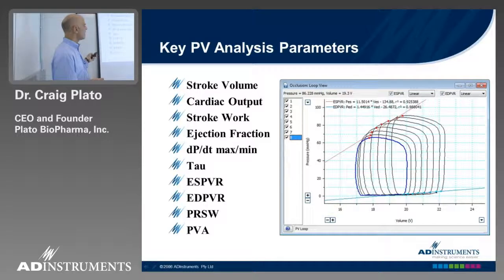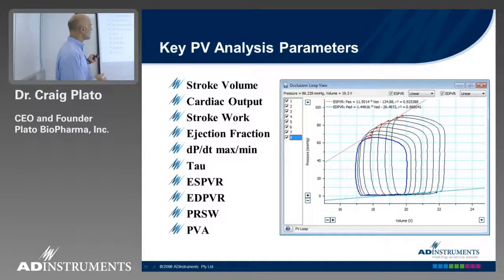dP/dt, you saw that on our tracing in the laboratory, is the first derivative of the maximal change in pressure over change in time. It tells you something about contractility and how rapidly the heart can generate pressure, and also how rapidly the heart can relax during isovolumic relaxation. So we have both indices of systolic performance and diastolic performance.